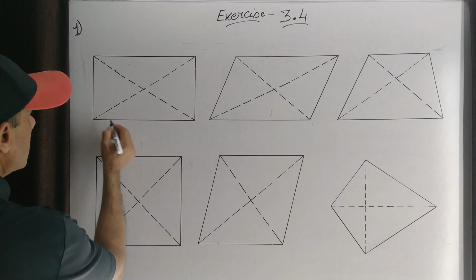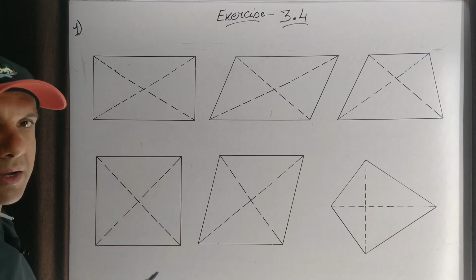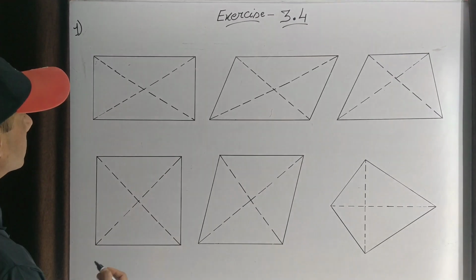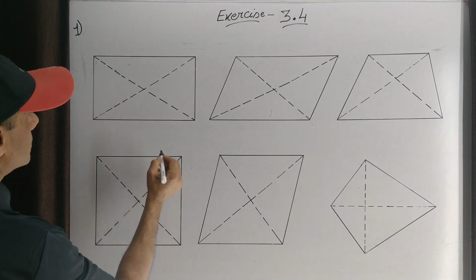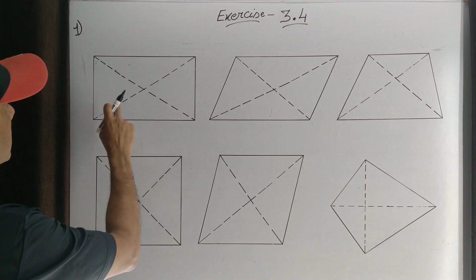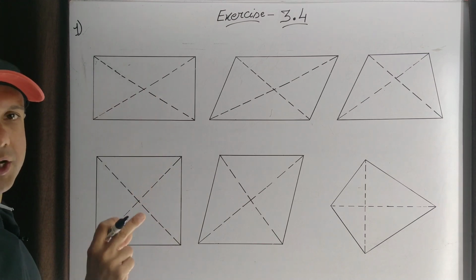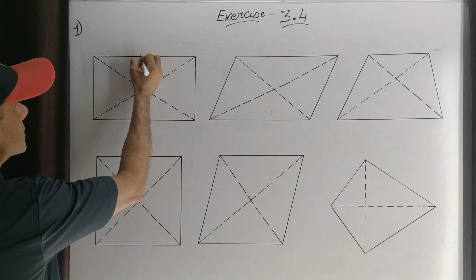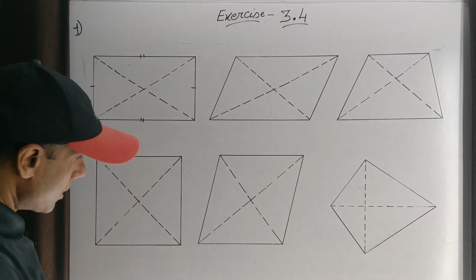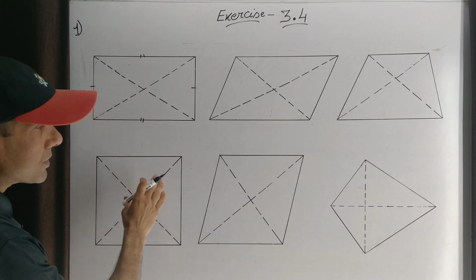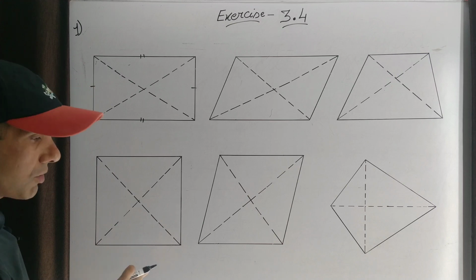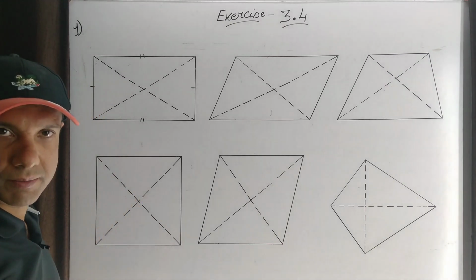So let's see. A rectangle has all interior angles 90 degrees. A square also has all interior angles 90 degrees. The difference between these two is that a square has all four sides equal. A rectangle has two pairs of equal sides. That is, this side is equal to this side and this side is equal to this side. So this definition is not satisfied. So this statement is false because all rectangles cannot be squares. Clear?